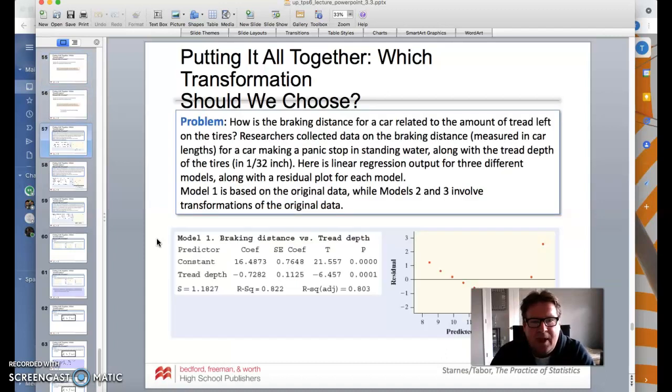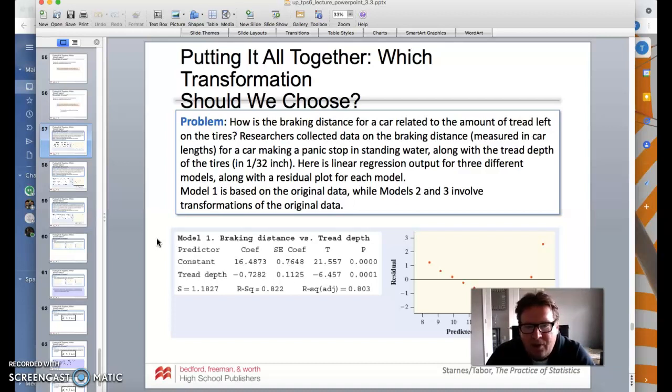So how is the braking distance for a car related to the amount of tread left on the tires? Researchers collected data on the braking distance, in car lengths, for a car making a panic stop in standing water, along with the tread depth of the tires. Usually tread depth is measured in 32nds of an inch. They put a little gauge in there and can get the depth. They should do that anytime you bring your car in for an oil change or rotate your tires. They'll check your tread depth.